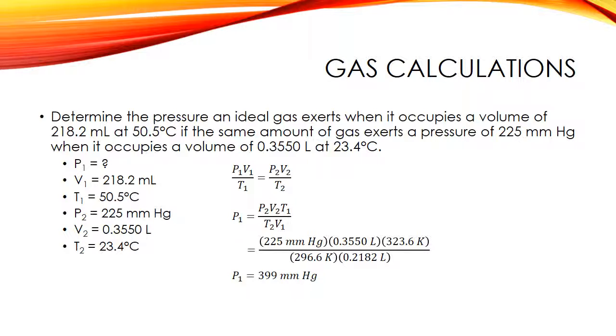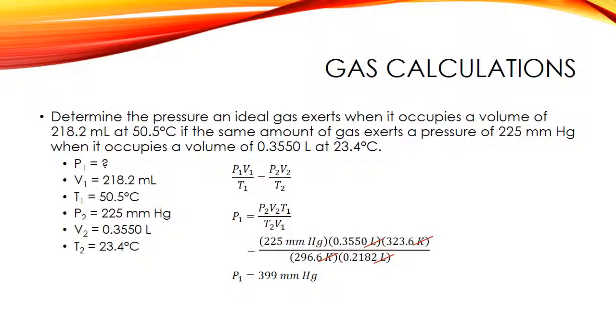So when we plug that stuff in, you can see our values here. I chose to convert my volumes into liters, and then my temperatures I have converted into Kelvin. My units canceling, liters cancel, Kelvin cancels. I'm left with millimeters of mercury, which makes sense if we're finding a pressure. And if you plug all that in, you will get 399 millimeters of mercury.